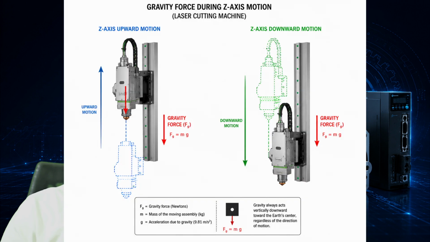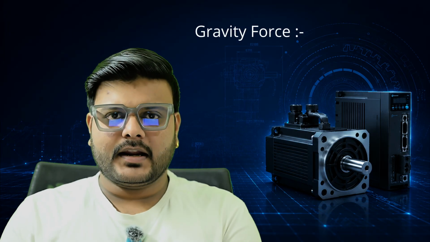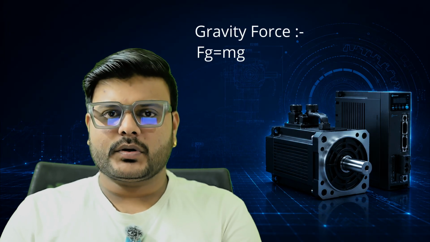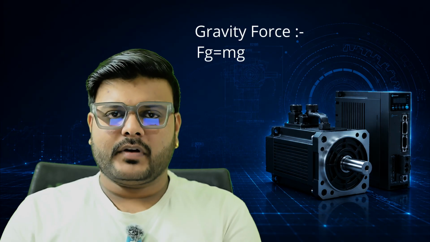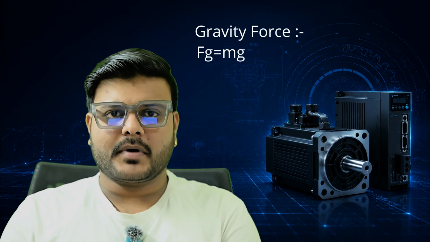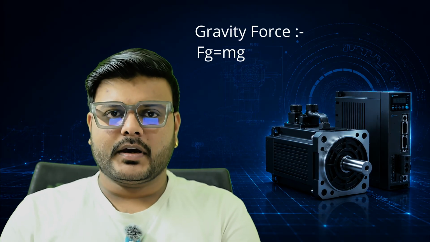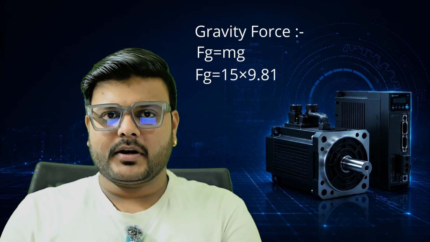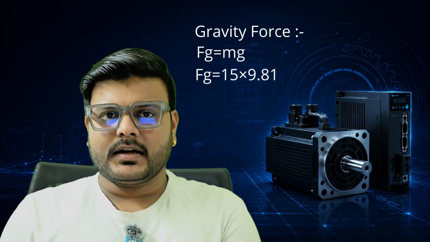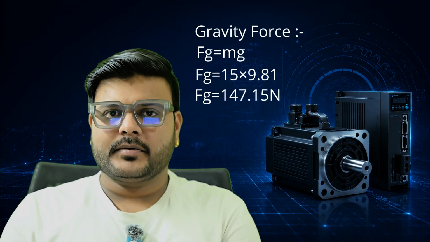Since our z-axis movement is vertical, the gravity force is applied during the laser cutting head's upward movement and downward movement. So we need to define that gravity force. F is equal to mg, where m is our total moving mass, meaning the laser cutting head weight and the laser cutting head mounting plate. So F is equal to 15 multiplied by 9.81, so we get 147.15 Newton.